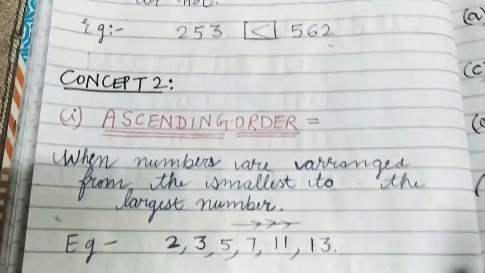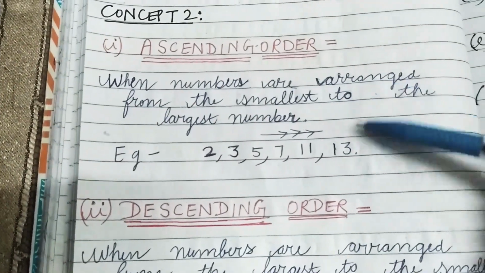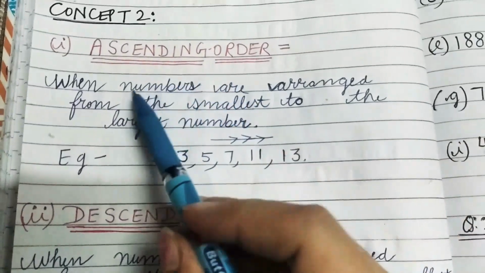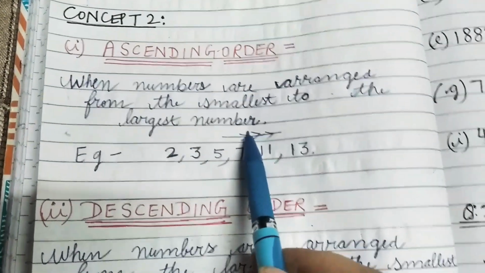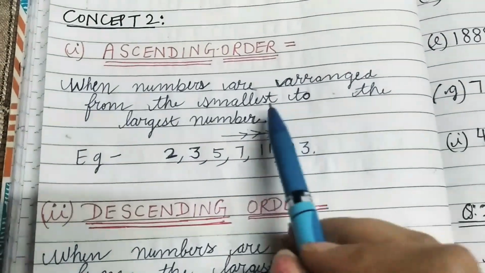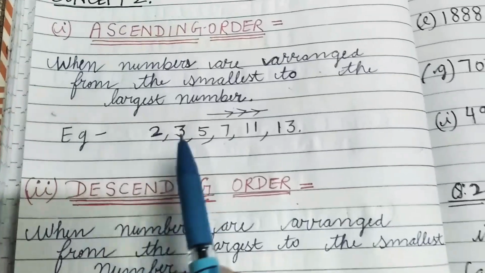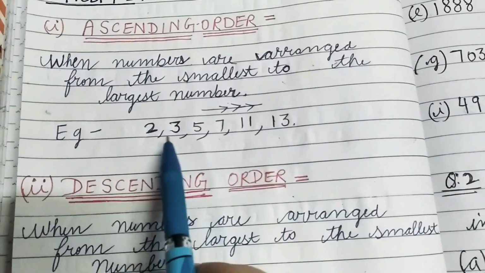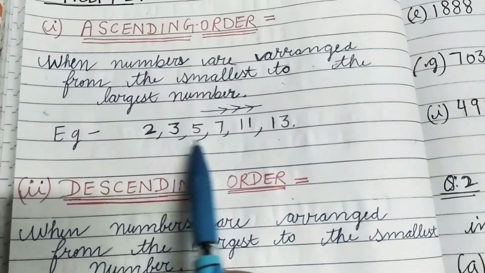Now let us discuss concept 2. This is based on ascending and descending order. So let's recall ascending order. When numbers are arranged from the smallest to the largest number, this arrangement is known as ascending order. You can see one example, 2, 3, 5, 7, 11, 13. What do you notice in these numbers? These numbers are placed in increasing order.